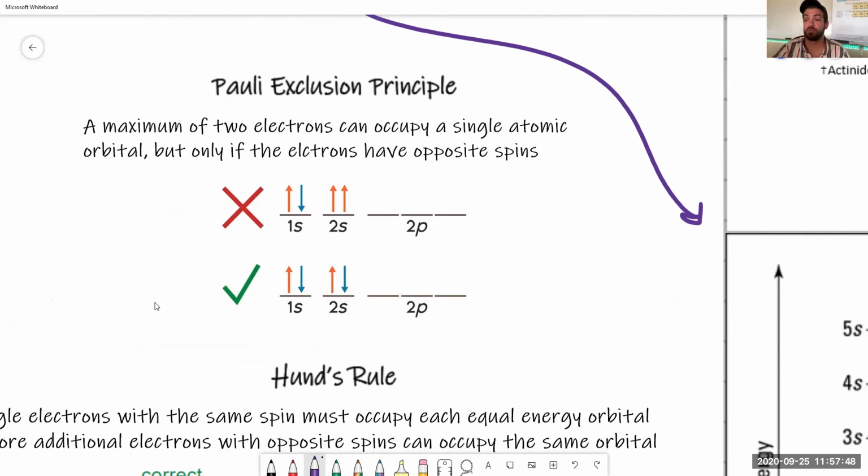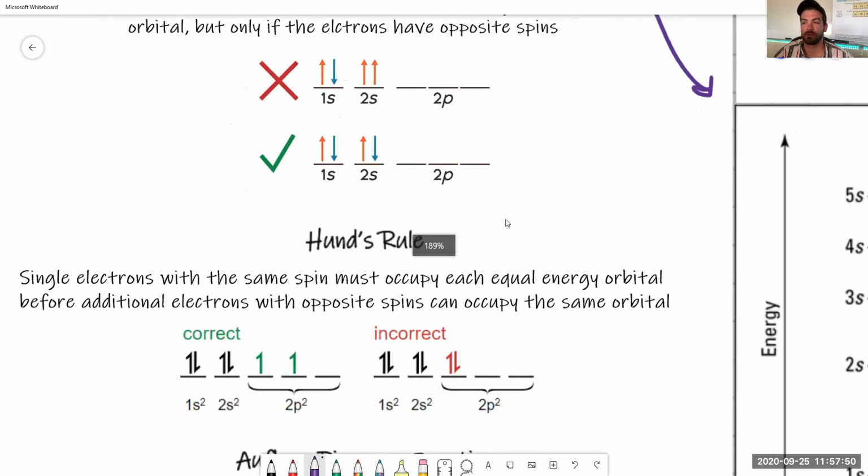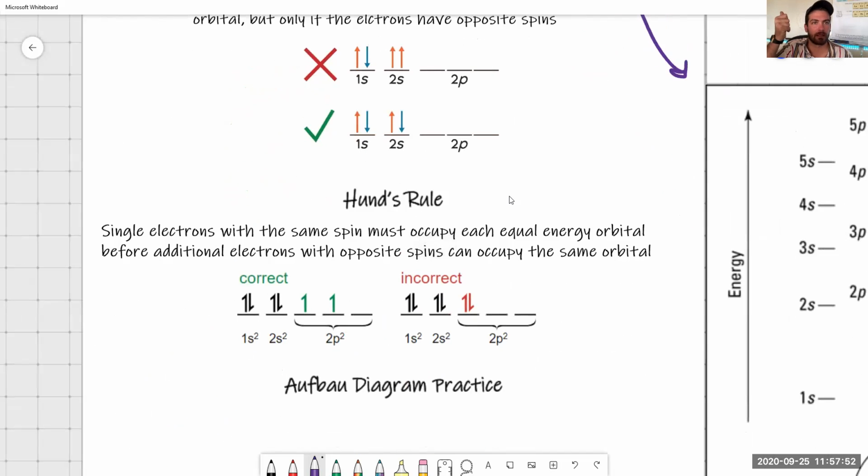And that leads into this rule called Hund's rule, right? I know this is a lot of rules, but I promise it'll click in a second for you. It's just all going to click, okay? Hund's rule: single electrons with the same spin must occupy each energy orbital before having opposite spin occupy that same orbital. So what that means is we will fill each individual atomic orbital with 1 before we go back and fill with 2. Each one of those little lines or atomic orbitals can have up to 2, but we can't put them both in at the same time.